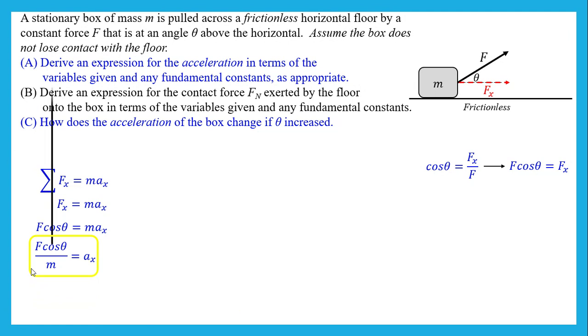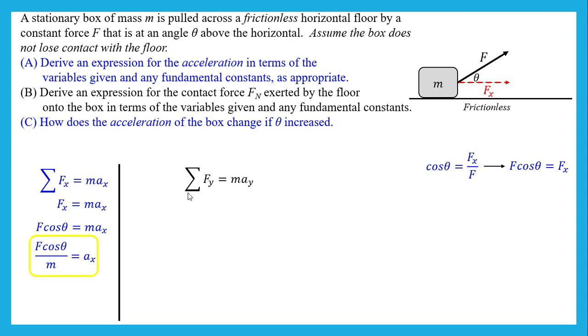All right, let's do part B. Part B asks us to derive an expression for the normal force exerted by the floor onto the box in terms of the variables given. Because it asks for F of n, I know I need to focus my attention on the vertical direction, because F of n is perpendicular to the surface, and the surface being horizontal for this problem, perpendicular to the surface implies the y direction.